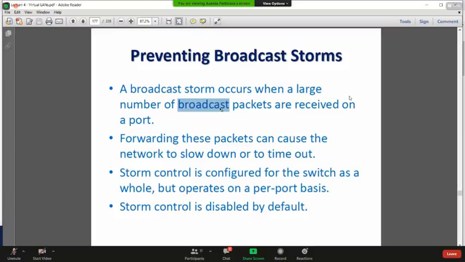So eventually, unnecessary broadcast packets are loaded into the port. Right? Forwarding these packets can cause the network to slow down or to time out. Obviously, administration traffic proportionately increased with that.